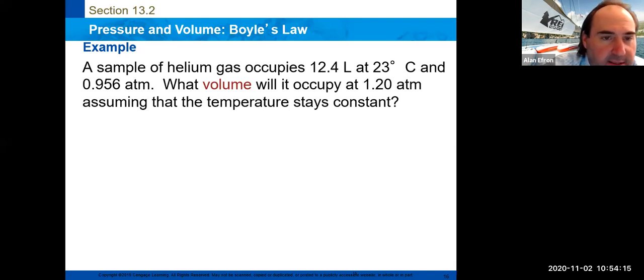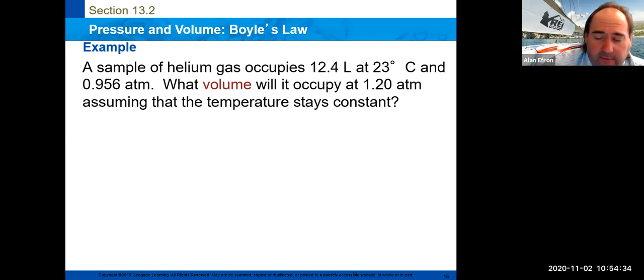All right, so let's take a look at this one here. We have a sample of helium gas at 12.4 liters at 23 degrees Celsius and 0.956 atmospheres. What volume will it occupy at 1.2 atmospheres, assuming that the temperature stays constant?